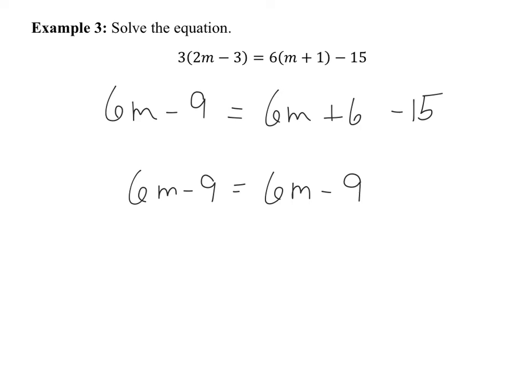2 works, 3 works, 4 works, negative 274,333 works. Without even checking it, I know it works because I'm going to get the same value if I have the same expression on both sides. So any number works. So what do we make as a statement? M is infinitely many solutions. Good, that's one way to put it.